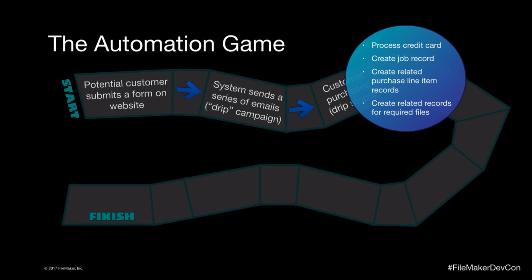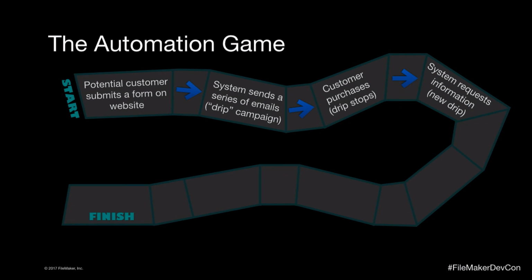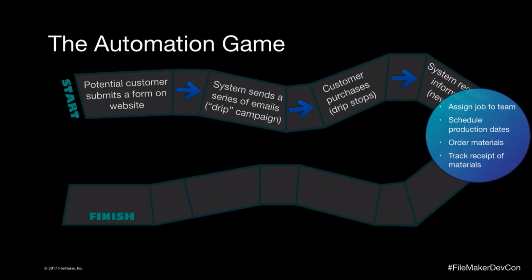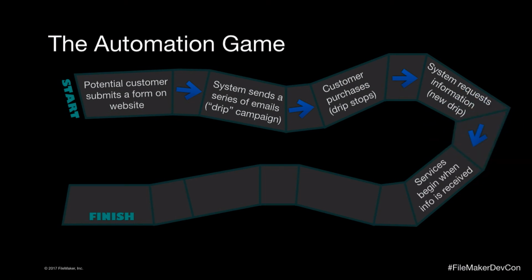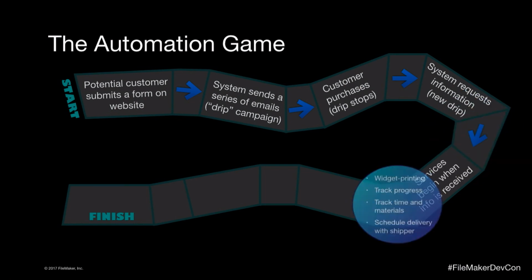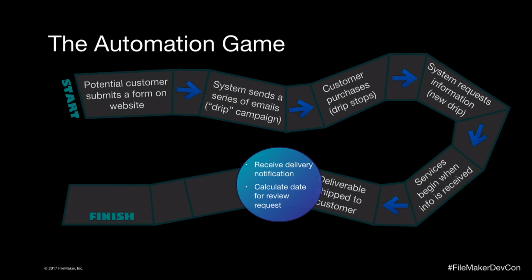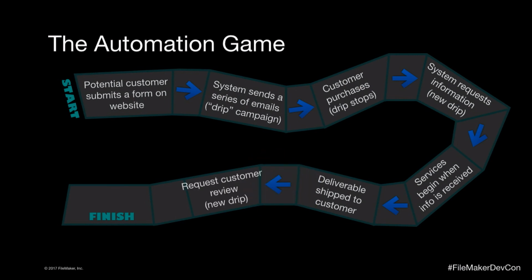After the drip stops, the customer might purchase. We have to process a credit card. We have to create a job record, then we might need more information, and then we start setting up the job, import that information, check that information. What I'm trying to illustrate is that when you start really automating a system, these are all the types of things you can take into consideration, because what the widget company is interested in is processing things as quickly as they can to get through the job and move on to the next one.